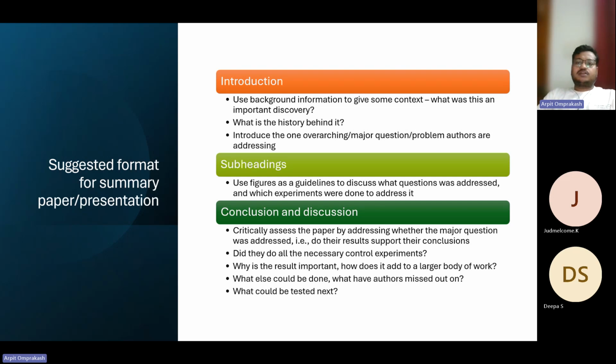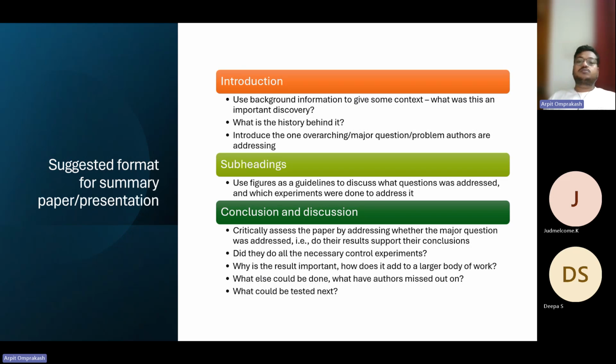It's also suggested that you make a summary or present a paper that you are reading. This is one of the things that happens in general in a lot of labs where they have journal clubs, where some people read a paper and then explain it in detail to other people in the lab, and then they have a discussion on that. So this is a suggested format for the summary of the paper or for making a presentation out of a paper.